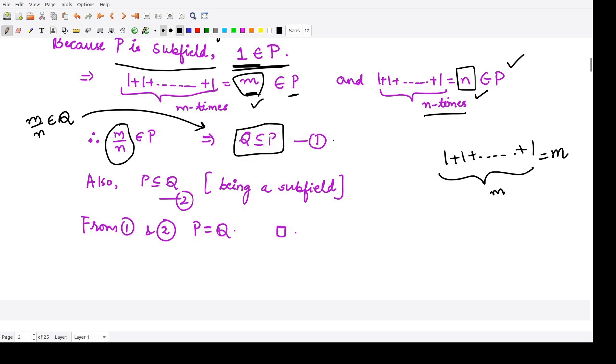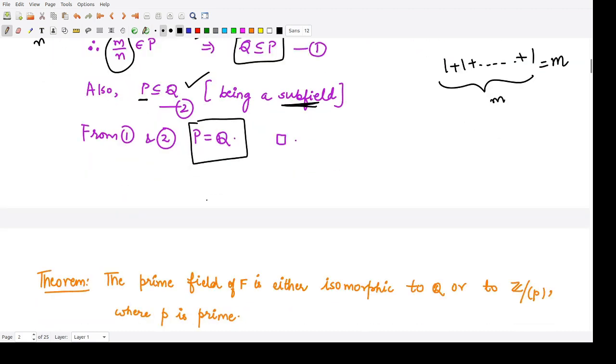So this is condition number 1. But because we have assumed this P to be the subfield of Q, that means P is contained in Q. So accordingly, from equation 1 and from equation 2, we can say that P is equivalent to Q. So this is the result, right?